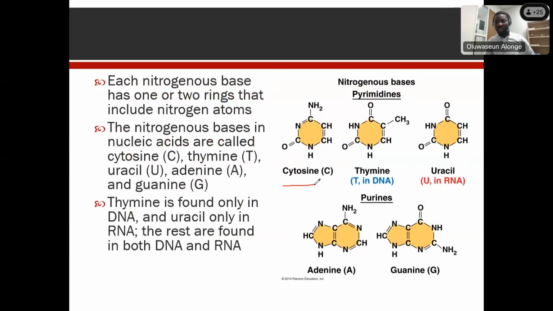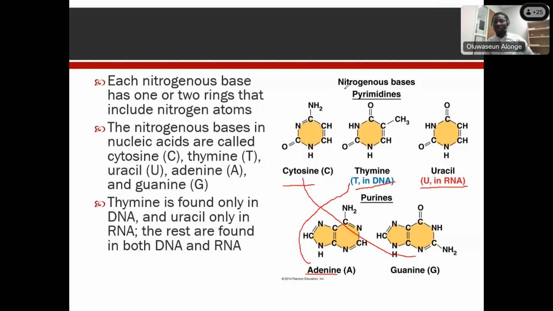You have cytosine, you have thymine, it is T. I told you RNA doesn't drink T. RNA doesn't like T, RNA likes U. So the U is in RNA, only DNA drinks T. Okay? Now, you have adenine. So we say that A pairs with T. A will always pair with T, and C pairs with G.